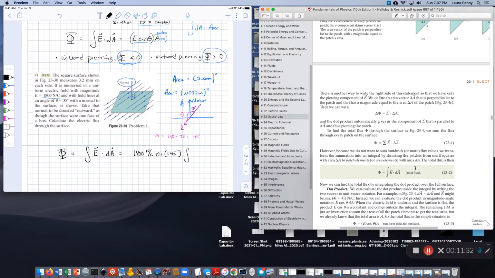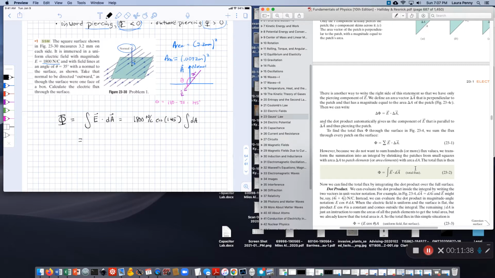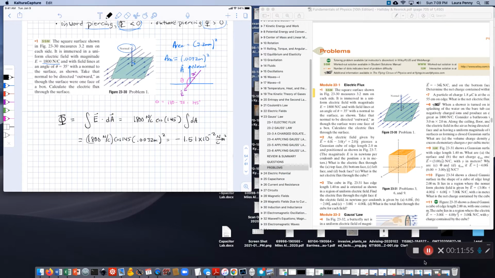And then the integral of just dA is just going to give me the area itself. So I'm going to end up with 1800 newtons per coulomb times the cosine of 145 times 0.0032 meters squared. Let me calculate that. Okay, so when I went through and I did that, I did get a negative, which is what's going to come out of that cosine of 145. 1.5 times 10 to the negative 2 Newton meter squared per coulomb. So that's the flux through this surface.